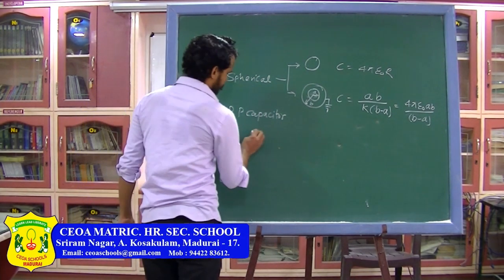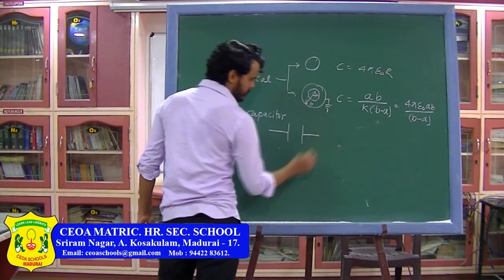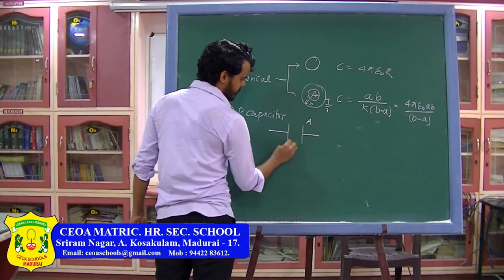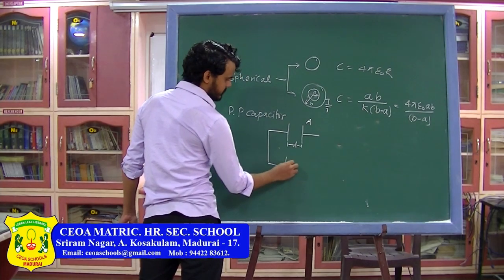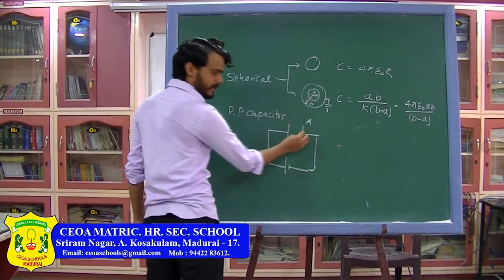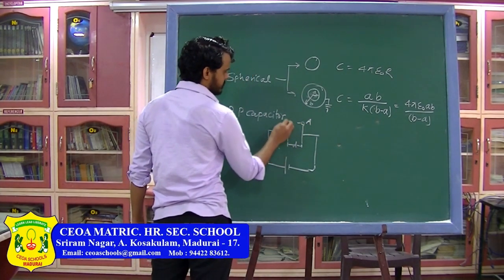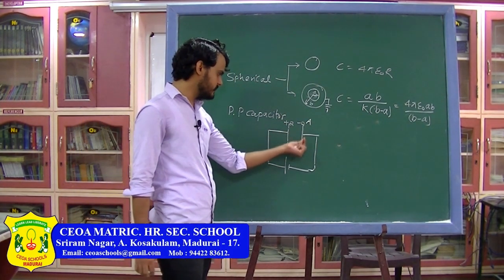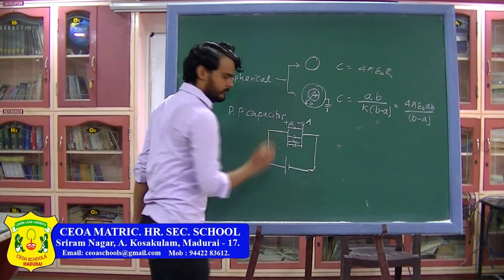Then we saw the parallel plate capacitor. In a parallel plate capacitor we have two plates parallel to each other, the area of the plates is A and the distance between the plates is D, and if you connect these plates with a battery, the battery will take Q charge from this plate and deposit it on this plate. So on this plate the charge will be minus Q, on this plate the charge will be plus Q. You can see the charge separation is there, so there will be an electric field. The direction of the electric field will be like this.